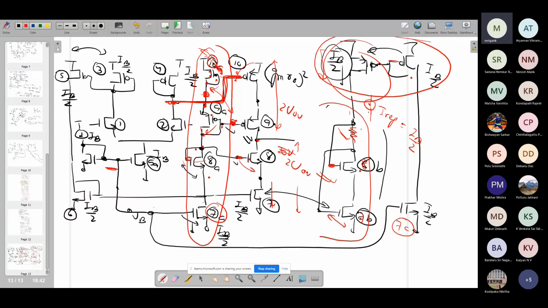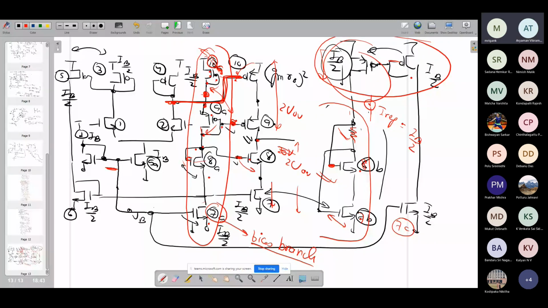This is a reference branch, a bias branch, which is not contributing to the amplifier operation. It is just for generating appropriate bias for M9 and M8. That's all. M10A is diode connected, and we have the same current, IB by 2. That's why we are saying it's properly biased. The bias current is coming from M7, which is driven by the same VB. Therefore, it is going to ensure the same bias current in this entire stack.